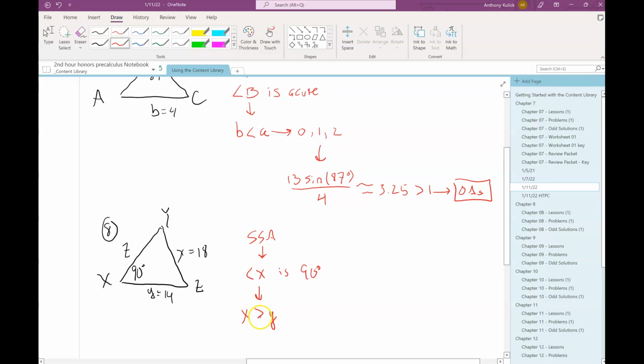Okay. That's what should happen since x is the biggest angle. The side x needs to be the biggest side, which is what's going on right here, right? So that just tells me it's one triangle, and I'm done. No extra analysis needed. The only time we need to do that extra analysis is in an acute situation where the opposite side is the shorter.